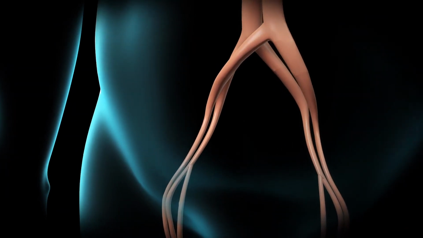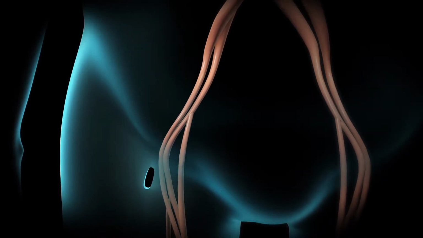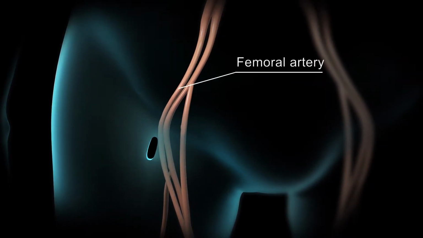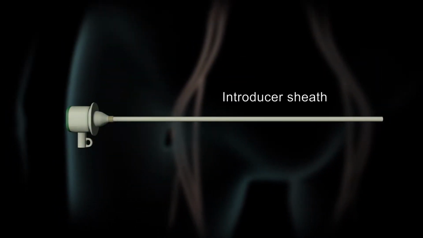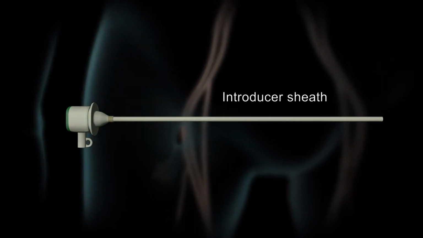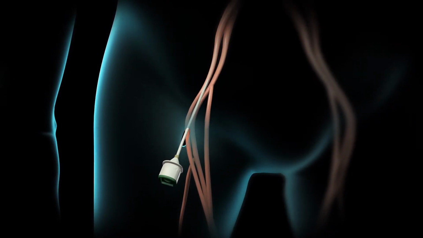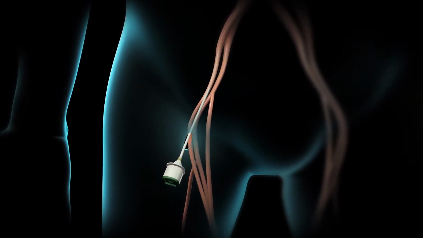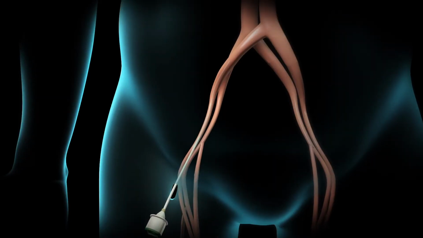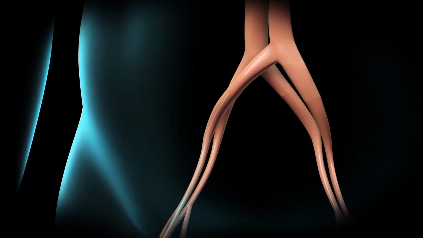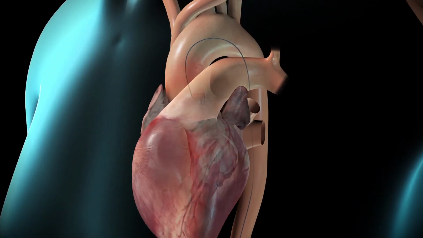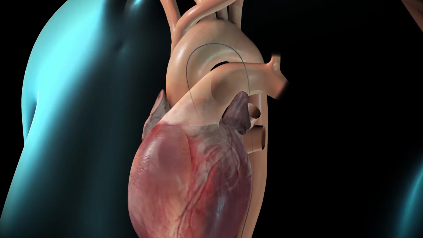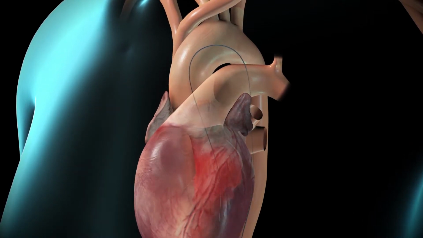At the beginning of your procedure, your doctor will make a small incision in your groin. After creating an opening in a blood vessel, called the femoral artery, your doctor will insert a flexible tube called an introducer sheath. Through the sheath, your doctor will insert a flexible guide wire into your femoral artery. The guide wire will be passed through your femoral artery all the way up to your aorta. Then, the guide wire will be pushed through the opening in your aortic valve and into your left ventricle.